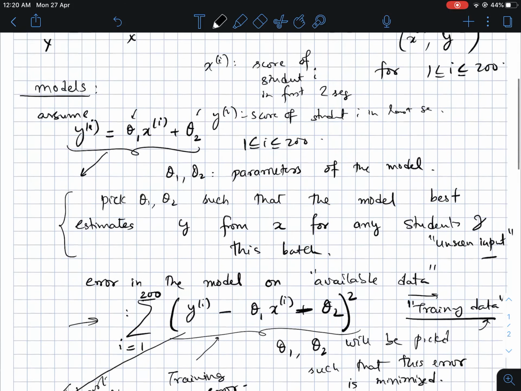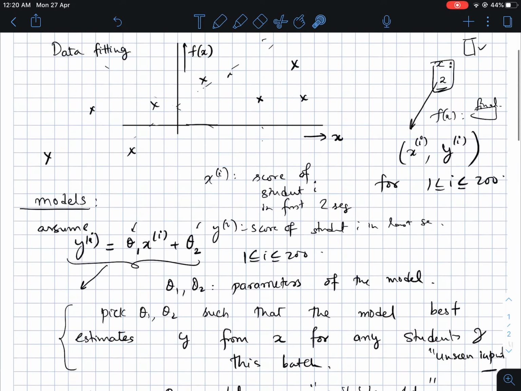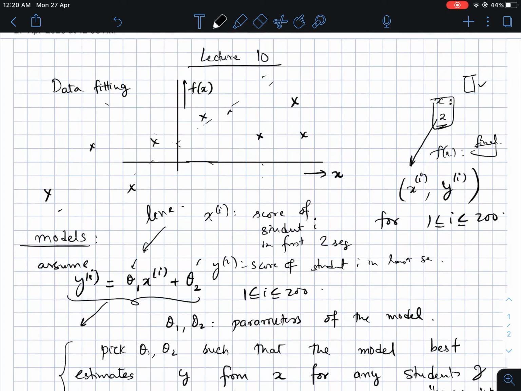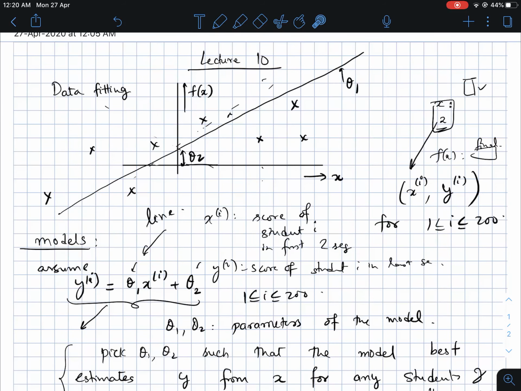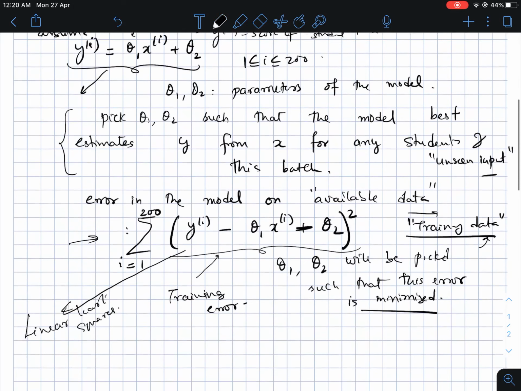In effect, I am trying to estimate y_i as theta 1 x_i plus theta 2. Geometrically this represents a line. So I am trying to draw a line. The slope of the line is theta 1, the intercept of the line is theta 2. I am trying to pick theta 1 and theta 2 by changing the slope and the intercept, such that this line best fits the data. So basically I am doing a straight line fit.